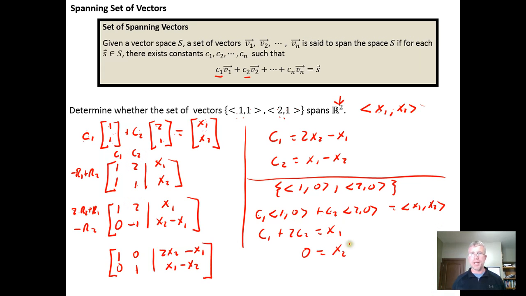And so the only time this would be true would be for x sub 2 to always be 0, right? We just determined if we use these two, x sub 2 would need to always be 0. So there'd be infinitely many vectors in the vector space R2 that couldn't be represented. Anything with something other than 0 in the y component, we would not be able to express as a linear combination of these two vectors. So this would be a case where this set of two vectors does not span the vector space R2.